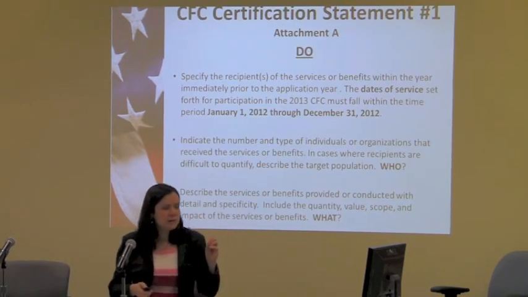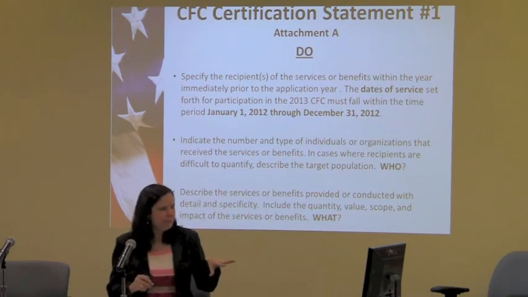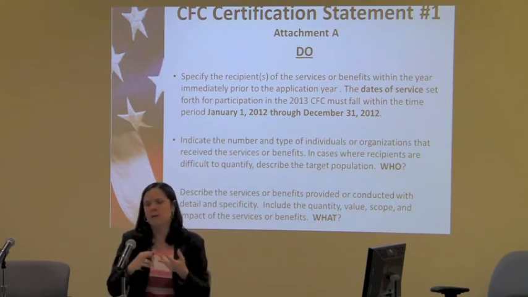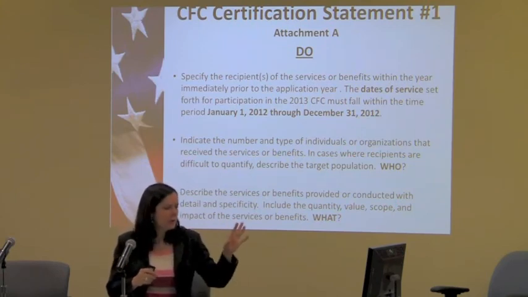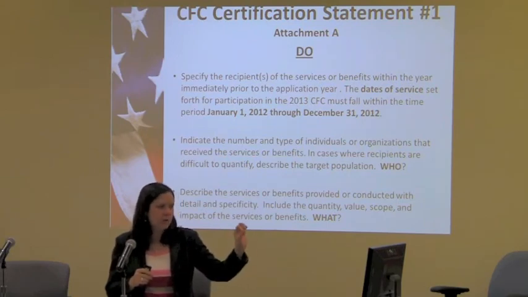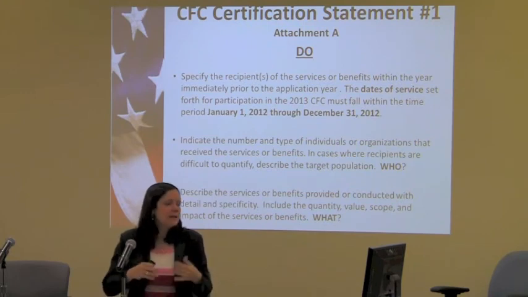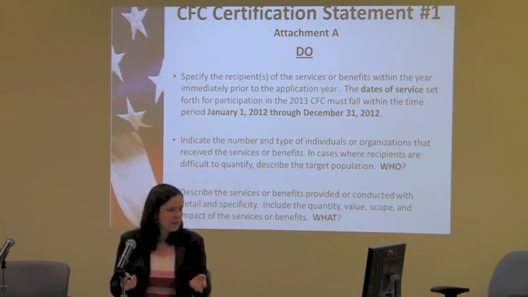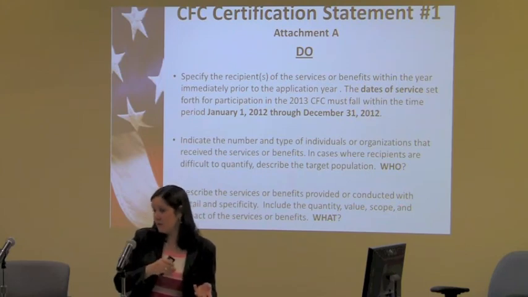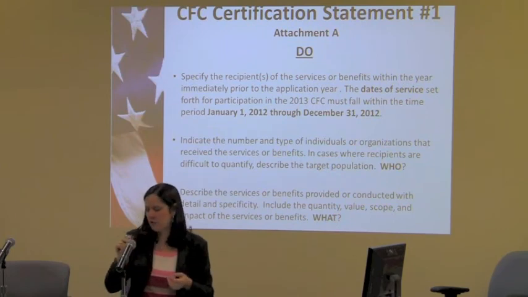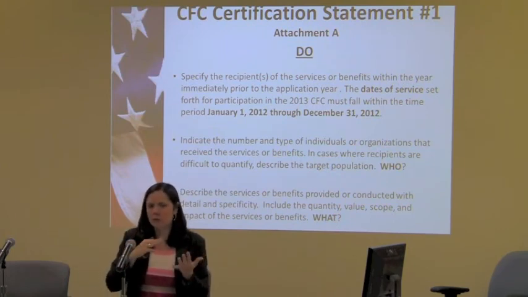So here are some of the do's. You want to specify your recipients. Who did you give it to? Basically we're answering who, what, when, why. The dates of service have to be from January 1, 2012 through December 31st, 2012. So who? Tell us the number and types of individuals or organizations. You can name names if it's okay for you. You don't have to name names if you don't want to. You can give initials. We gave a grant to JS in Queens, for example.